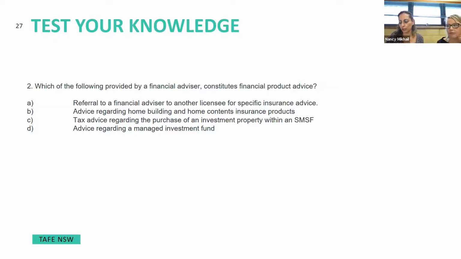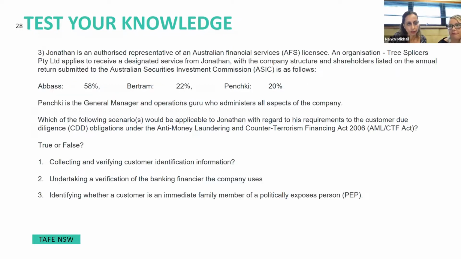Okay, let's have a look at question 3, which I'll just go to. Okay, this is a bit of a long one, and a bit of a tricky one. So, Jonathan is an authorised representative of an Australian Financial Services licensee. An organisation, Tree Splicers Pty Ltd, applies to receive a designated service from Jonathan. With the company structure and shareholder list on the annual return submitted to the Australian Securities Investment Commission as follows. So we've got Abbas at 58, Bartram at 22, Pinchy at 20. Pinchy is the general manager and is the guru who administers all the aspects of the company.